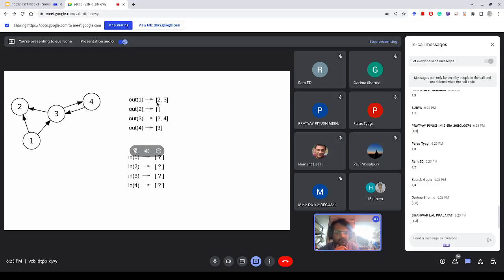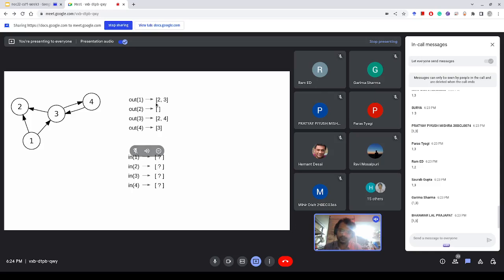That there is an edge from 1 going to 2. Okay, so now what are you going to fill? How are you going to use this entry to fill n? Basically, you know that there is an edge which starts from 1 and goes to 2. So you are going to come to n2 and put an entry 1 here.